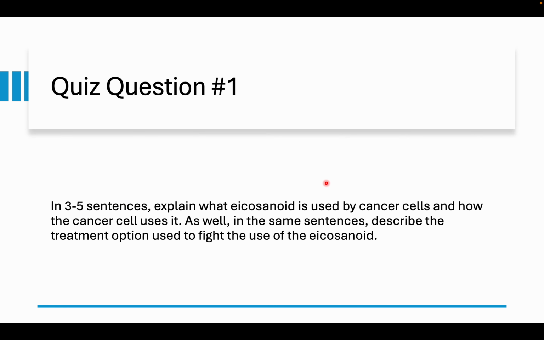This leads us to our first quiz question. In about 3 to 5 sentences, I want you to explain what an eicosanoid is used by cancer cells and how the cancer cell uses it. As well, in the same sentences or the same paragraph, I want you to describe the treatment option that is being used to fight the eicosanoid.